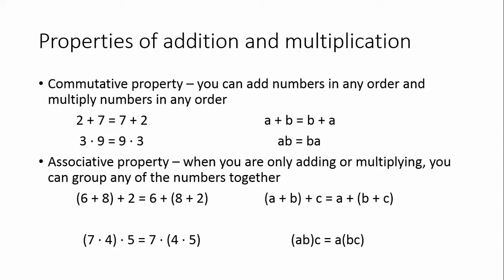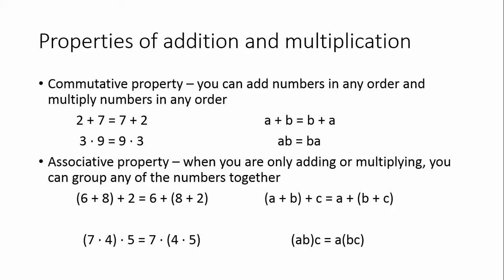So on the left-hand side, we have two examples, addition and multiplication. 2 plus 7 is equal to 7 plus 2, and 3 times 9 is equal to 9 times 3. On the right-hand side, these are just examples using letters, so those are true for any numbers.